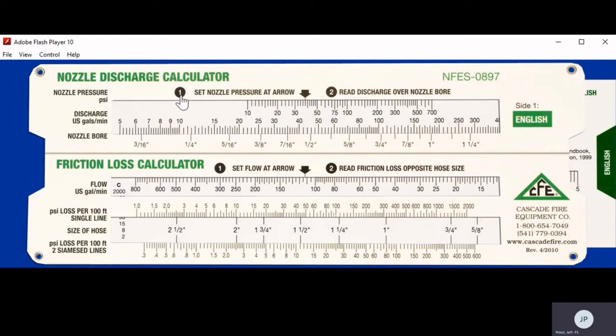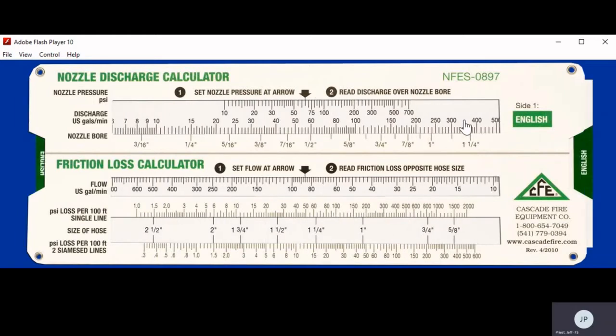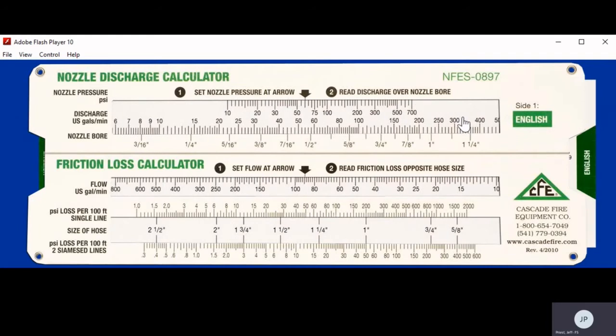And it's got the steps here, and really you're not going to use this part very often. But number one, set nozzle pressure at the arrow. So for barrel nozzles, we know that the nozzle pressure is 100 and that it gives us the volume. So you don't have to use the nozzle discharge calculator for it unless you're changing the nozzle pressure. And then it's a little more complicated. There's an extra step, and we'll address that in a completely different session.